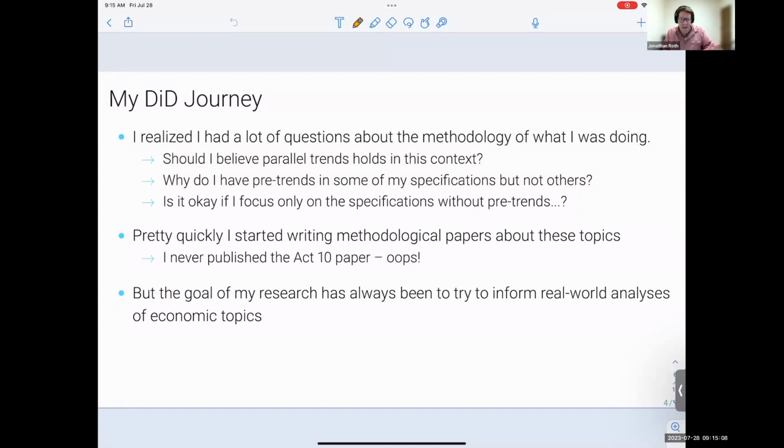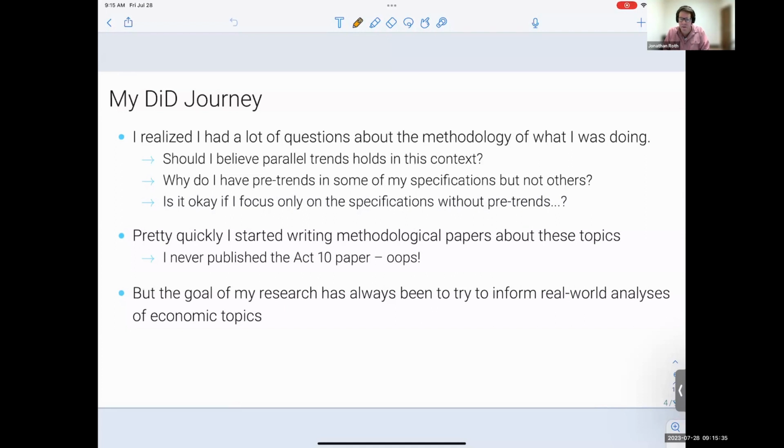Since I pivoted from the Act 10 research to more methodological work, my focus has been trying to answer questions about how we should be thinking about things like parallel trends, how much we can learn from the data about whether that assumption is true, and what the limitations are on what we can learn from the data about things like pre-trend tests.